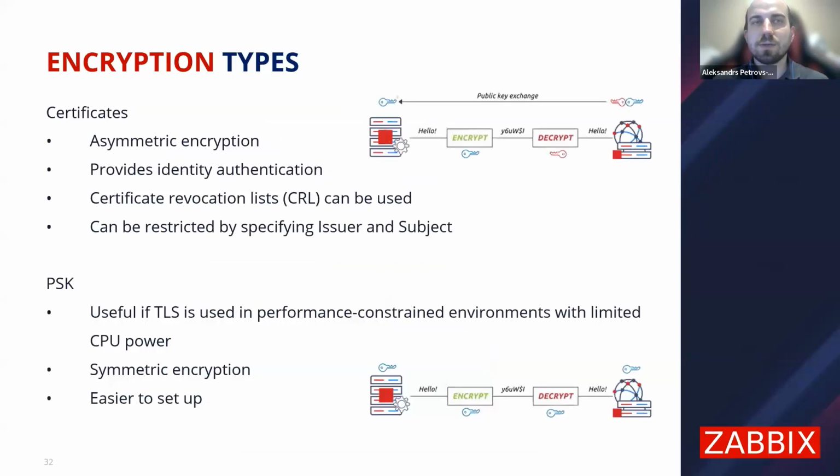So then, of course, the next question would be, what is the difference between the certificates and pre-shared keys? Well, certificates are commonly considered to be more secure since they provide asymmetric encryption and identity authentication, meaning you will see to whom the certificate was issued and by whom, so who was the certificate authority, which adds a really important layer of, again, protection. And to track which certificates are still actual and which are not, Zabbix can use the certificate revocation list or CRL.